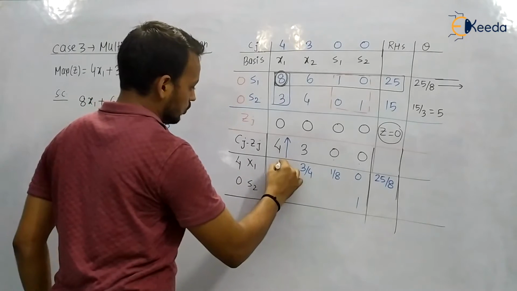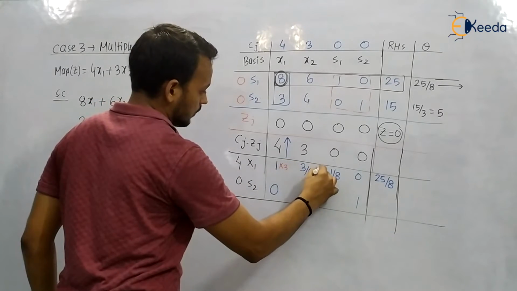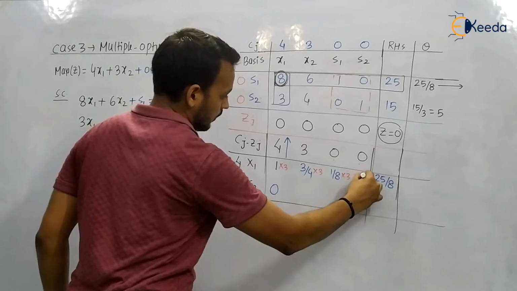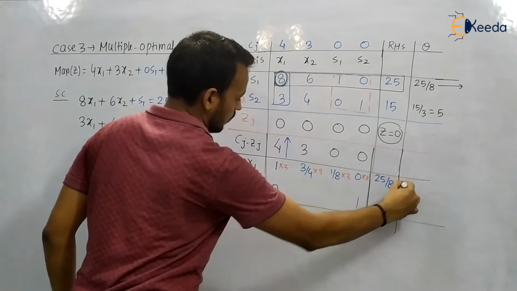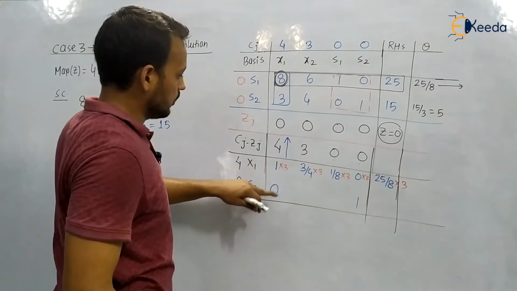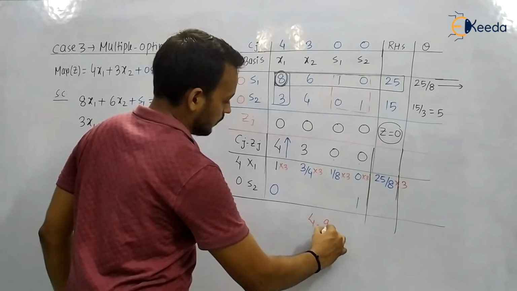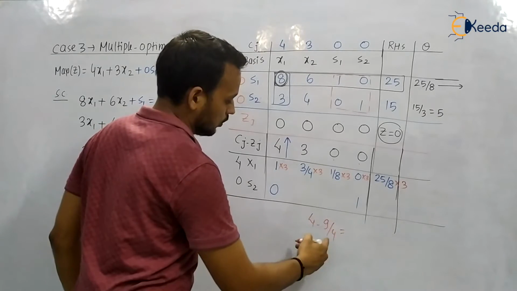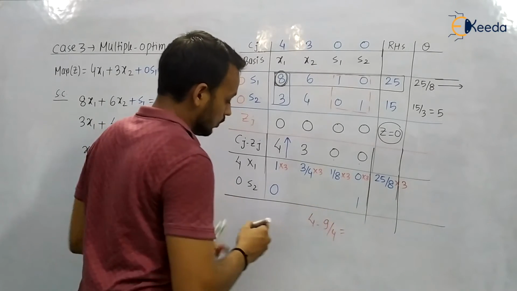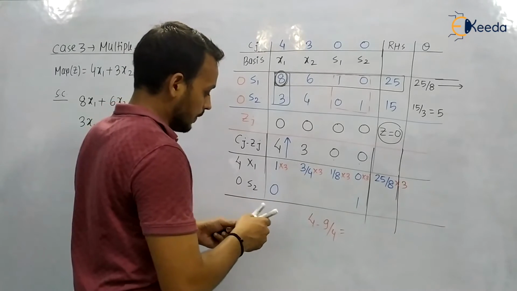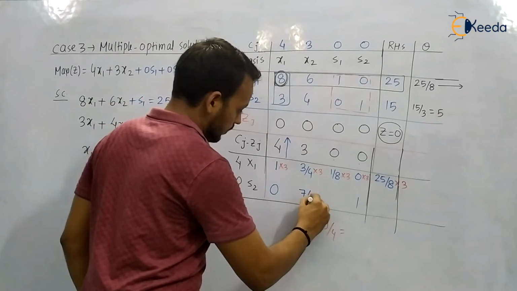So what you are going to do, just multiply with 3. Just multiply with 3 in the new value. So this is 3 minus 3, 0. This is going to be 4 minus 9 by 4. So this is going to be 16 minus 9, 7. This is going to be 7 by 4.